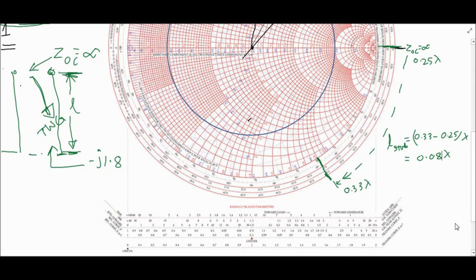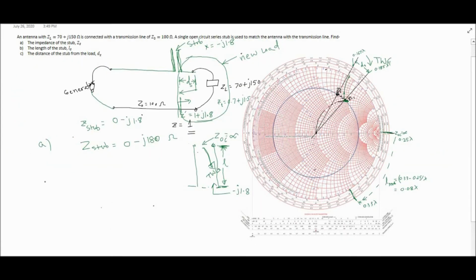So if I write down here the answer for part B, then the length of a stub LS is equal to 0.08 lambda. If lambda is given, then you can find the length in meters. Just multiply with the lambda, you will get the length in meters.